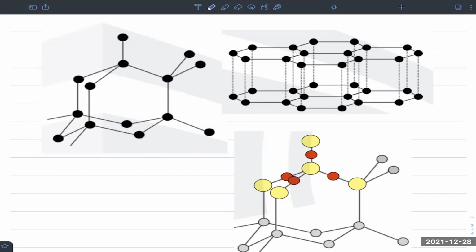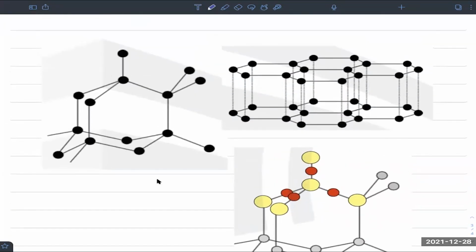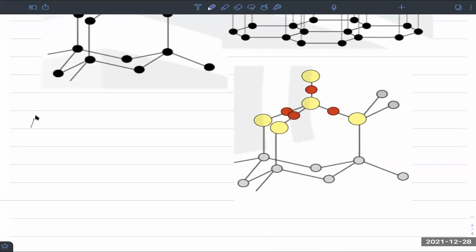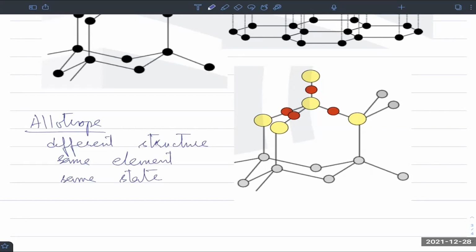Now there is an idea of allotropes that we must know. Diamond and graphite are both allotropes of carbon. An allotrope has 3 things it must have. An allotrope is a different structure of the same element in the same state. So it's important that if you're talking about allotropes of, let's say, oxygen, both of them should be gases, like ozone and oxygen gas. But for carbon, you have diamond and graphite, which you've seen.